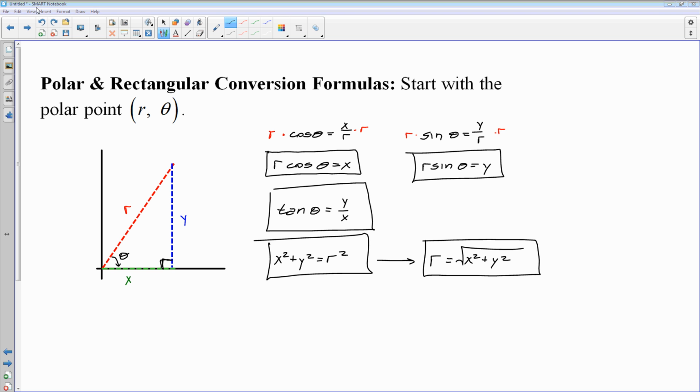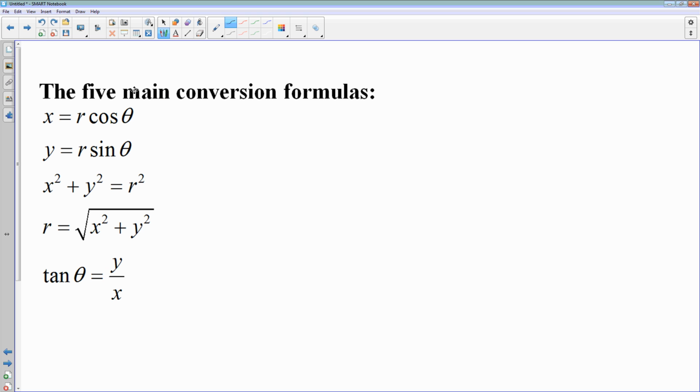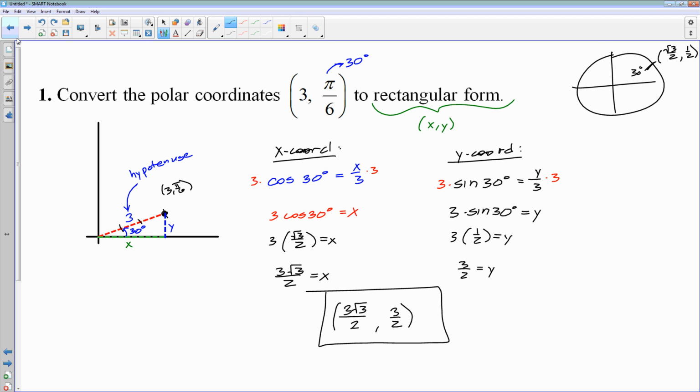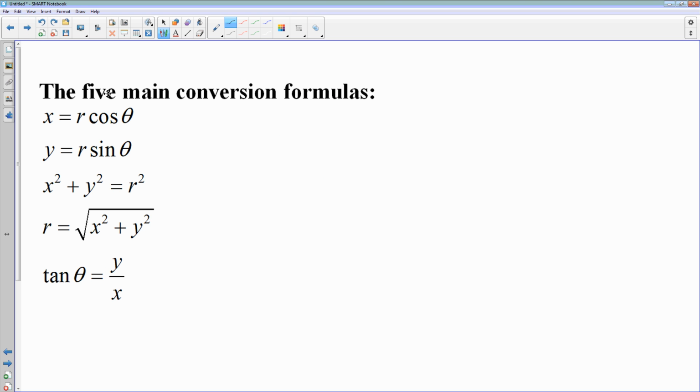All right, so here they are again. This is just in nicer writing, but these are your 5 main conversion formulas. We will use these quite a bit. We'll use them over and over and over again. It would be easier just for you to memorize those 5 formulas, because if you don't memorize them, then your other option is to go through and actually draw the triangle every single time like we did here on this first example. So using these 5 main formulas, let's do some conversions.